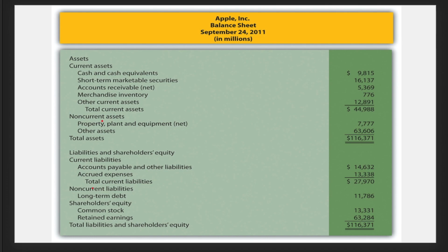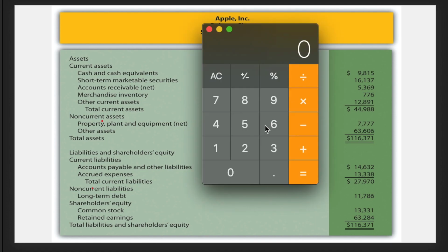Basically, it can be calculated by your current assets minus your current liabilities divided by your total assets. Let's try to calculate the net working capital ratio. So your current assets are 44,988 and your current liabilities 27,970. So your total assets are 116,317. So the ratio is 0.14. So as you can see, the current liabilities are taking a bigger bite out of the working capital ratio.